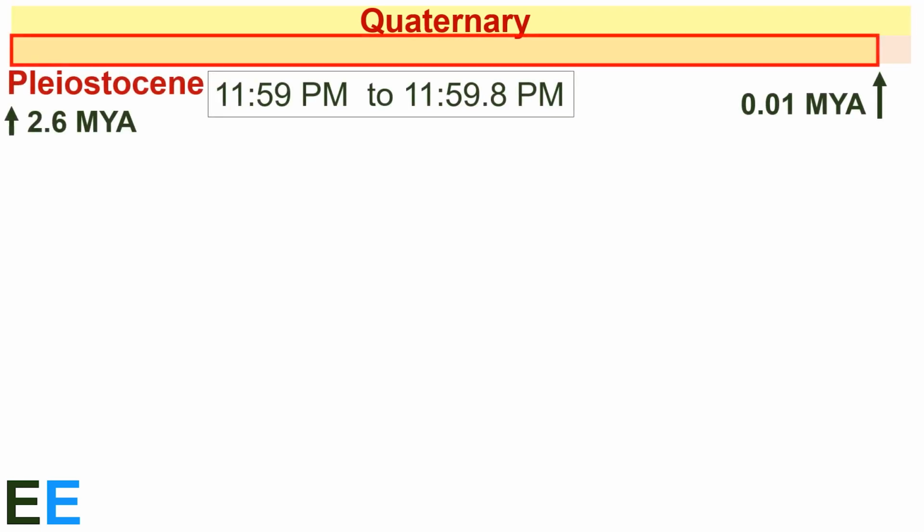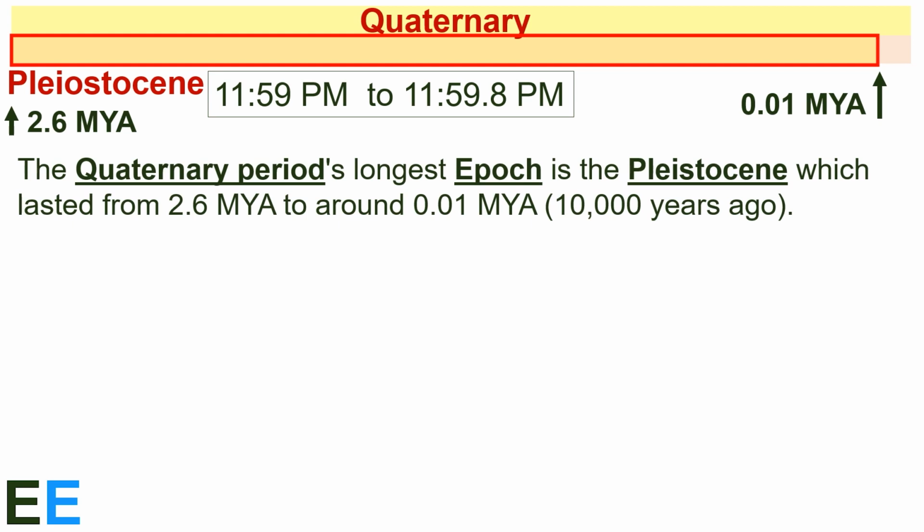This brings us to the Quaternary, the third and shortest period in the Cenozoic Era. But since it's the most recent, we'll look at the smaller epochs within it. The Quaternary is divided into two epochs, the first of which is the Pleistocene. The Pleistocene epoch lasted from 2.6 million years ago to around 0.01 million years ago, which is just 10,000 years ago. The Pleistocene was characterized by numerous major ice ages.